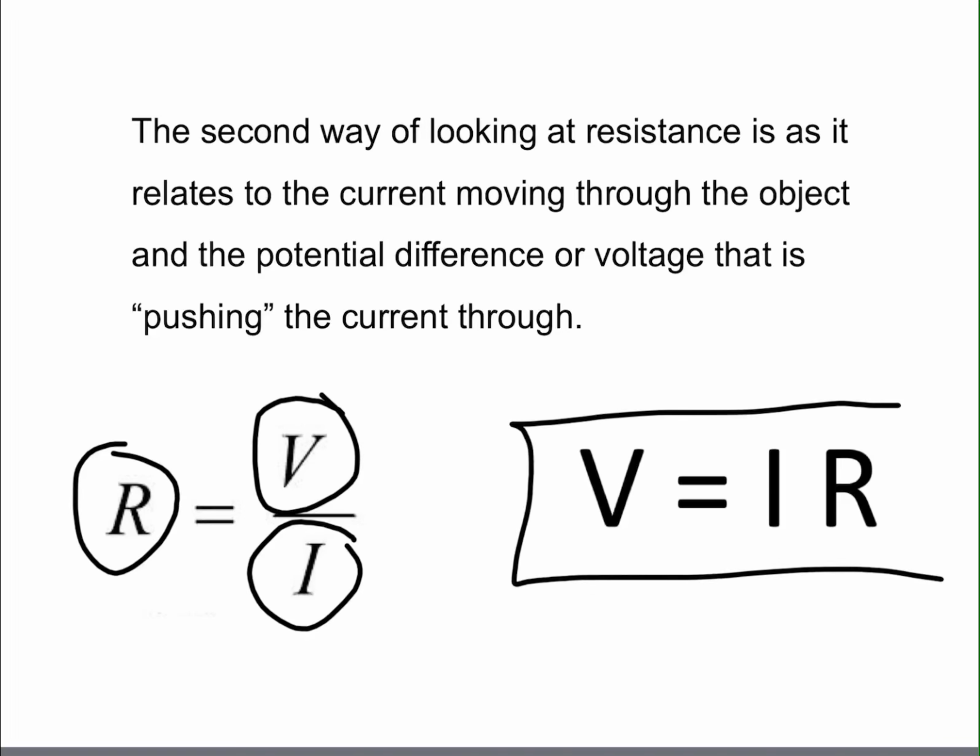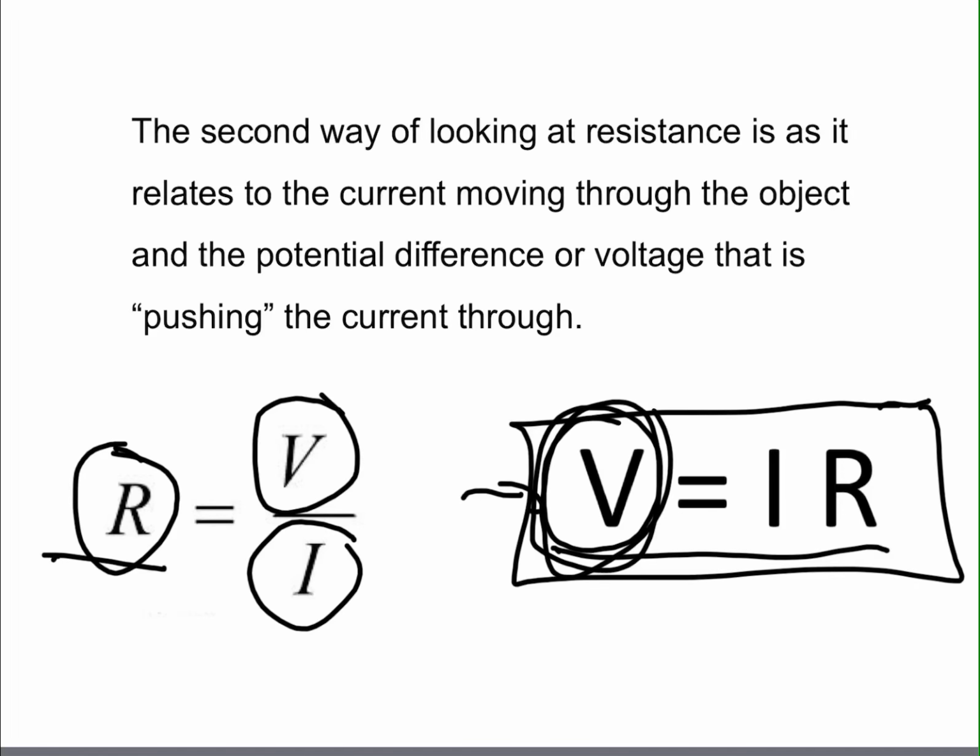Now, this is probably the more user-friendly version we're going to get very, very used to using over the next 2 to 3 weeks or so of our classes. So, this is what's on your reference table. This is the way we're going to do it. Very simply, this is saying the electric potential, or the amount of energy each individual particle has, is equal to the product of the current and resistance.